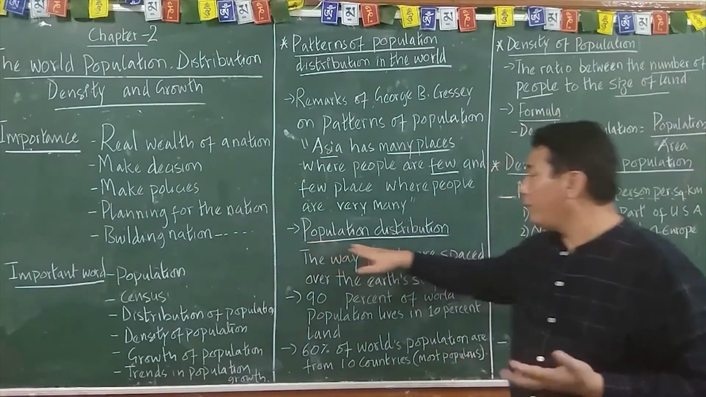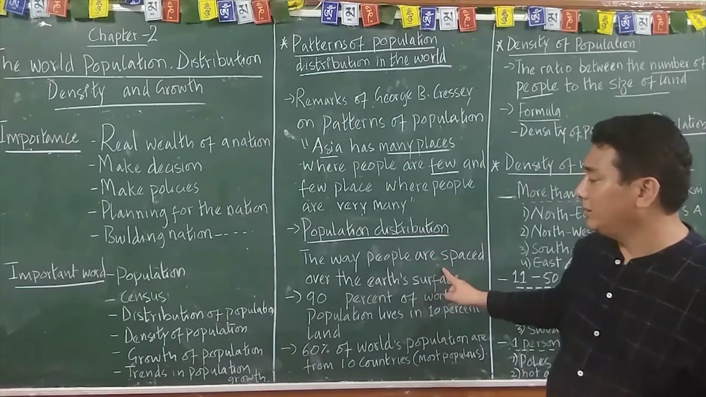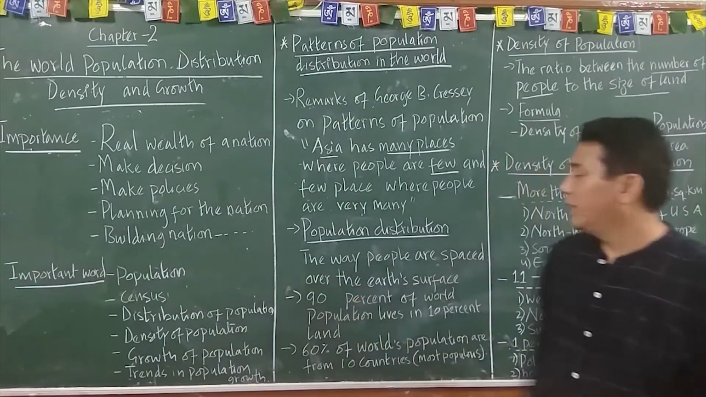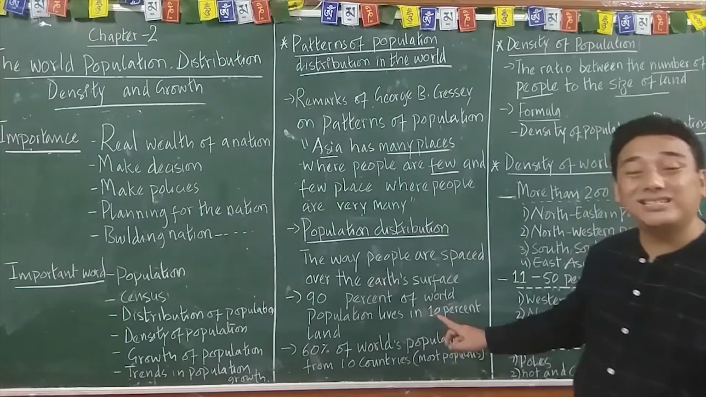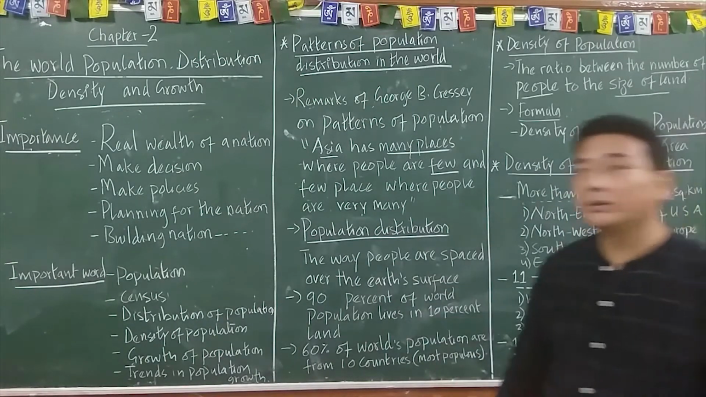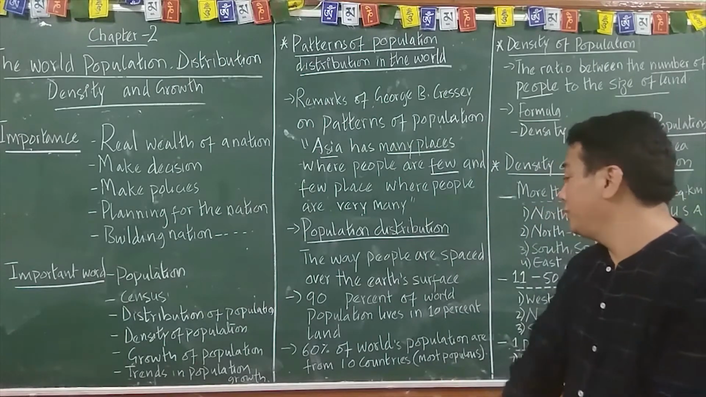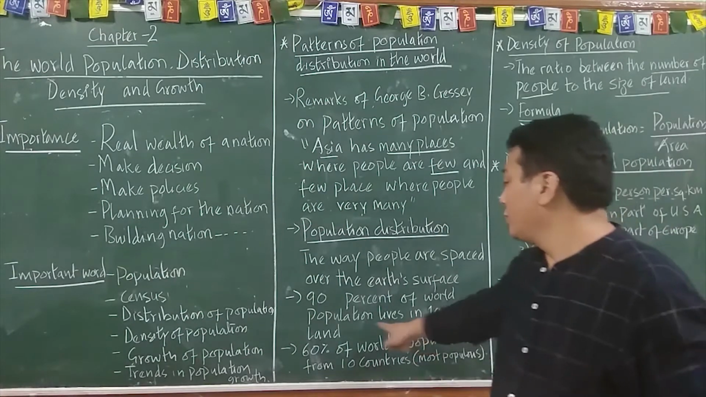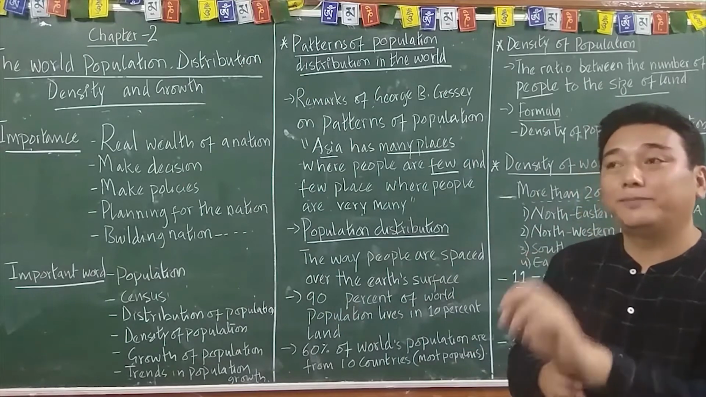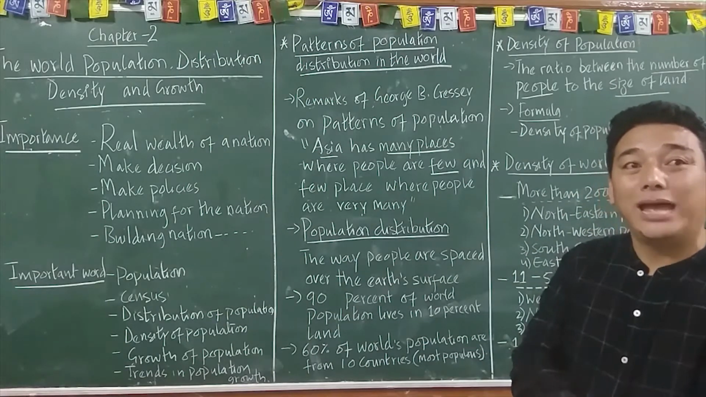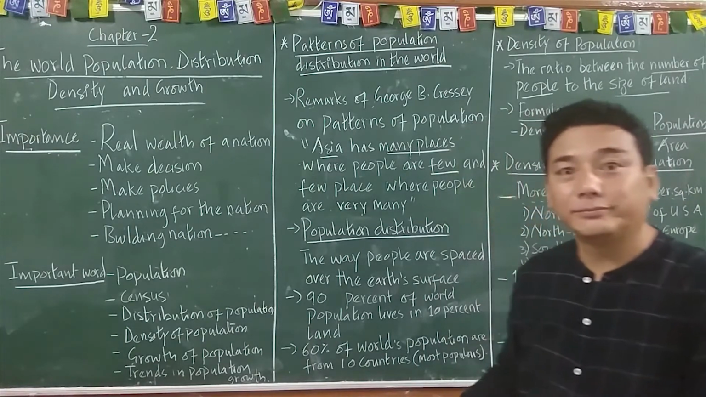Then next, population distribution. We have gone through the meaning, and let's try to touch on this. 90% of the world's population lives in just 10% of the land, and that is something very strange, am I right? You should be amazed. So 90% of the world's population lives in just 10% of land. That is the distribution, and you can imagine how crowded that area would be.